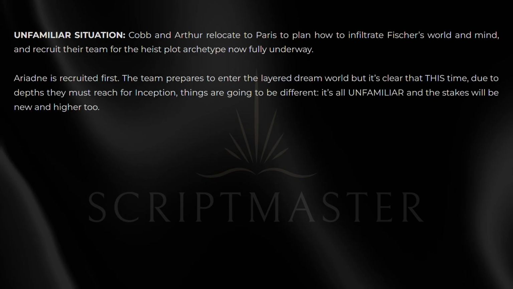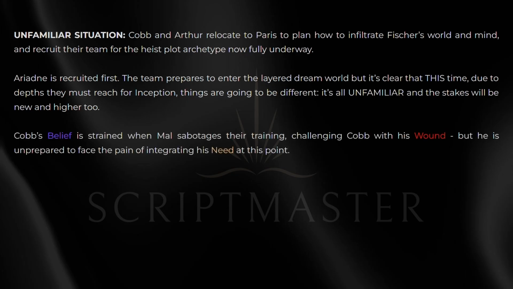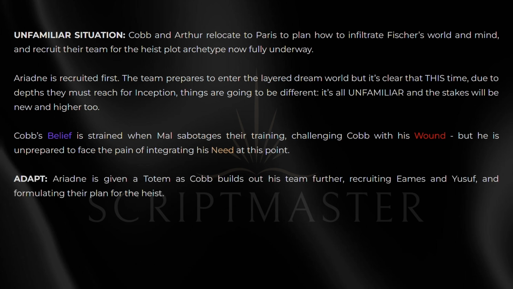Ariadne is recruited first. The team prepare to enter the dream world, but it's clear that this time, due to the depths they must reach for Inception, things are going to be different. It's all unfamiliar, and the stakes will be new and higher too. Cobb's belief is strained when Mal sabotages their initial training with Ariadne, which challenges Cobb with his wound. But because he's unprepared to face that pain, he can't integrate his need at this point to let Mal go.